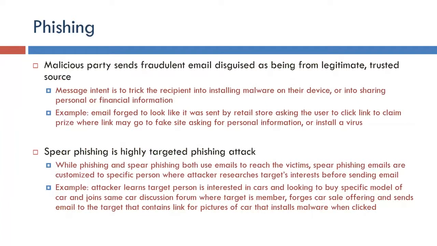We talked about phishing. Phishing is very important, where a malicious party sends a fraudulent email disguised as being from a legitimate trusted source. This is one of the things that I talked about last time. I told you that I got more than one email from Amazon, for example, saying that my account or my order had a problem and I had to update the credit card information, okay.